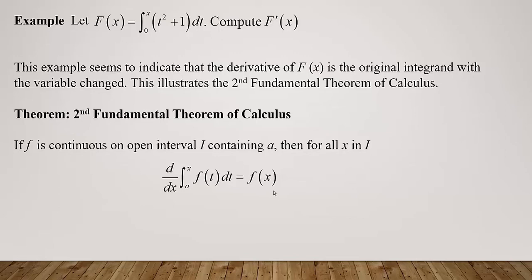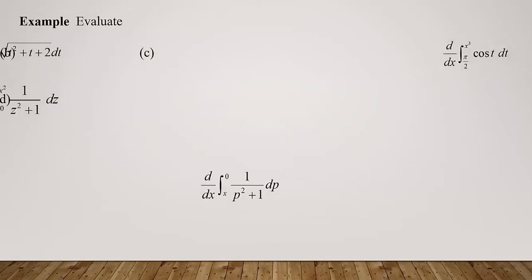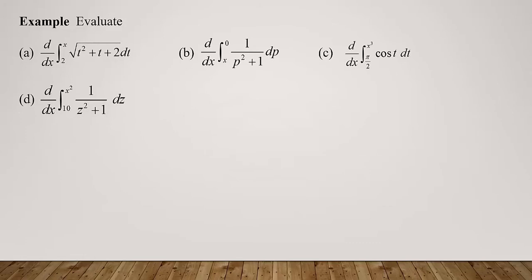Let's look at an example. Let's evaluate the following. Oh boy, you got 4 of them here, so please write down all 4. You're going to see A and B are not too bad. C's going to bring us back to an old topic, kind of reminiscent of the chain rule, as is D. So let's head off to the chalkboard and let's work through this example.